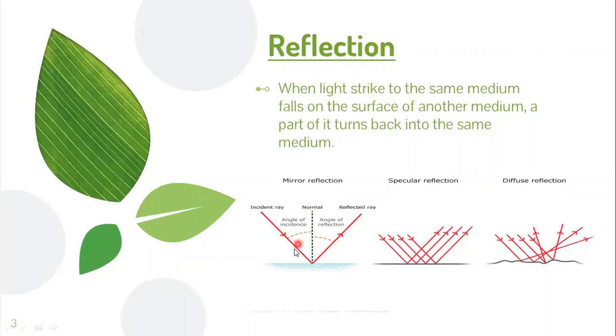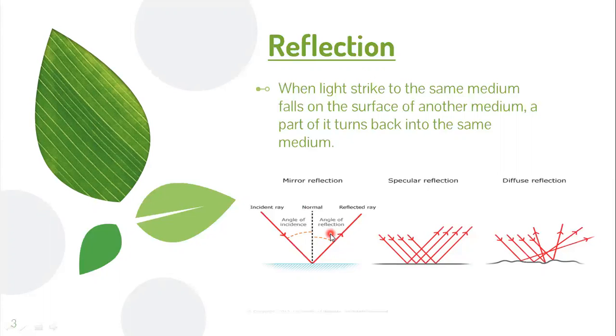There are a few more terms that you should know: the angle of incidence and the angle of reflection. Basically, the incident ray forms an angle with the normal, the central imaginary line. That angle is called the angle of incidence. And the angle that the reflected ray forms with the normal is called the angle of reflection.